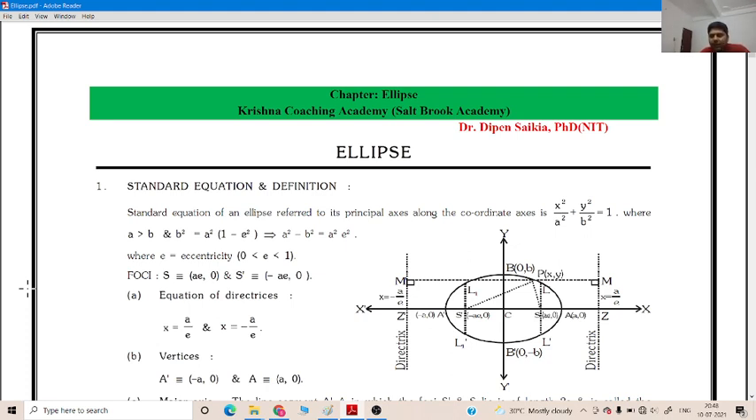An ellipse is the locus of a point in a plane which moves in such a way that the ratio of its distance from a fixed point, known as the focus, in the same plane to its distance from a fixed straight line, known as the directrix, is always constant, which is always less than unity.